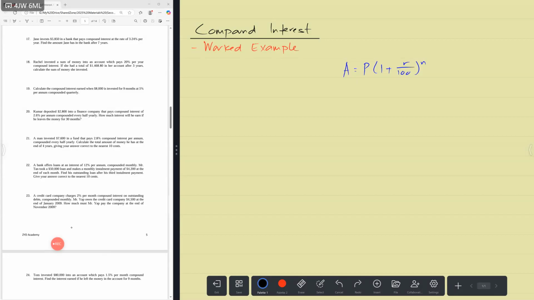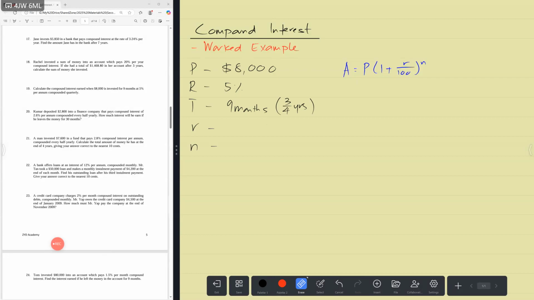But for now, as per my usual practice, I'll write all these values: P, R, T, small r, small n, and then I will use them to solve this question. From here, invested is 8,000, so my principal is $8,000. The interest rate is 5%, and the time here is 9 months. I'm going to put 9 months, and it is also equal to 3/4 years. I put this in bracket.